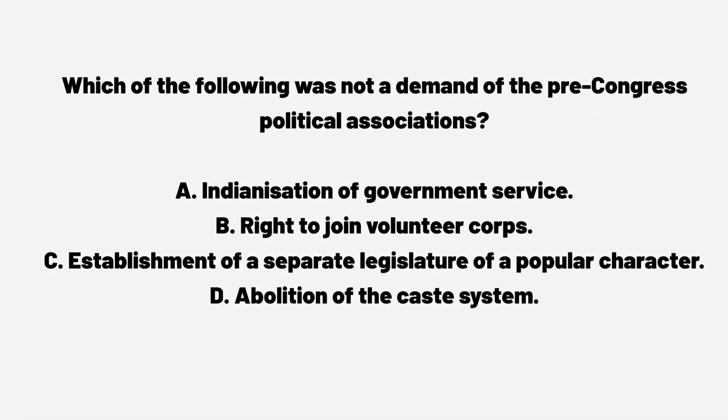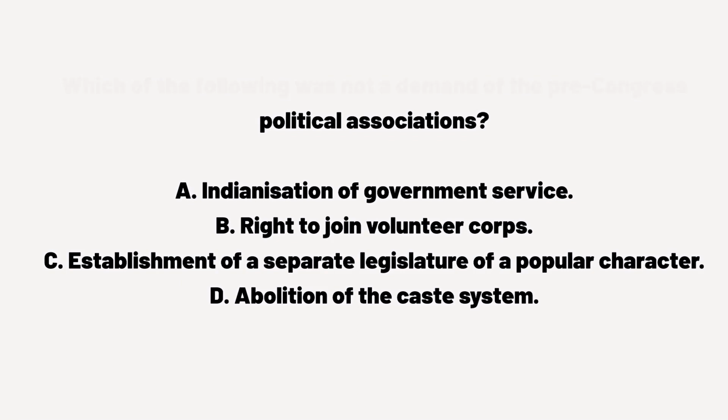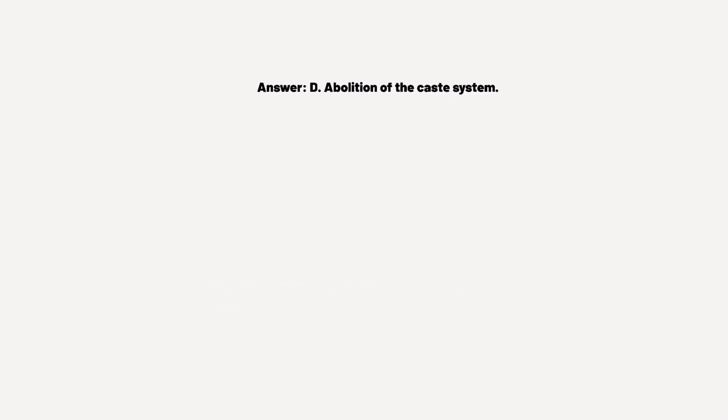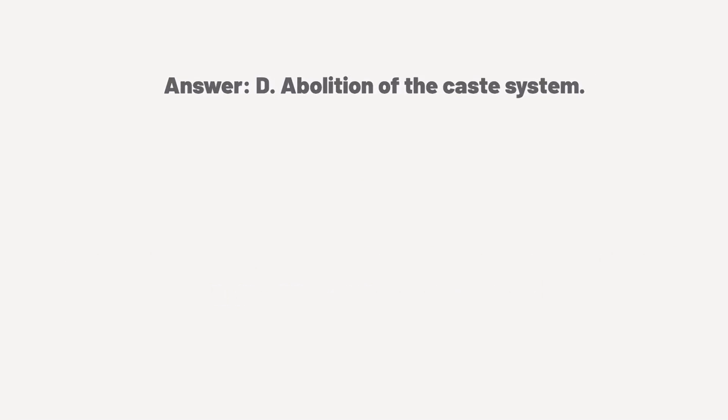Which of the following was not a demand of the pre-Congress political associations? A. Indianization of government service. B. Right to join volunteer corps. C. Establishment of a separate legislature of a popular character. D. Abolition of the caste system. Answer: D. Abolition of the caste system.